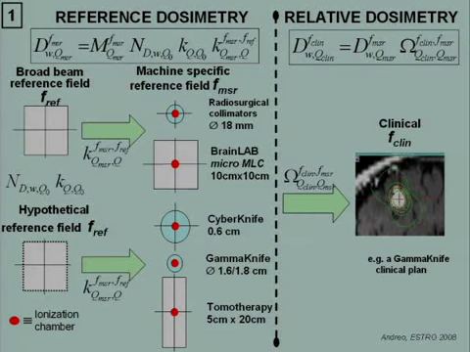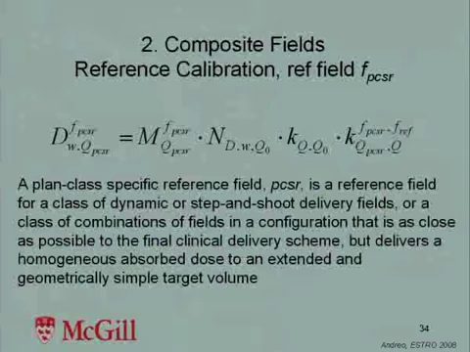This is a summary of what I just said. You have machine-specific reference fields, and the KQ,MSR will take you from either an existing 10 by 10 field or a hypothetical 10 by 10 field to an MSR field. And then the output factor takes you to the clinical condition.